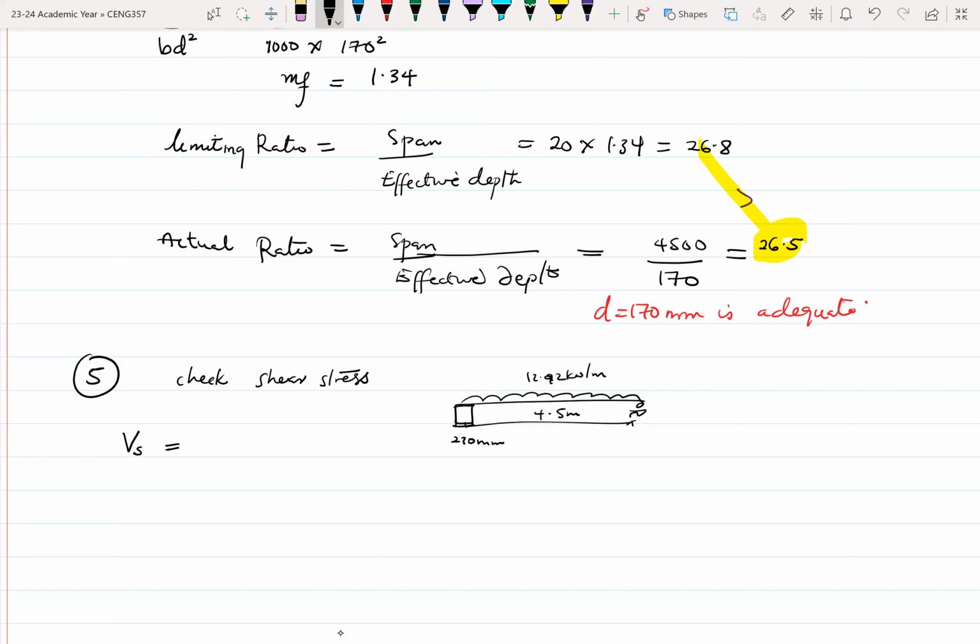So you can find your reactions. They are easy to find over here. So it becomes 12.92 times 4.5 divided by 2. That is 29.07. So each one is 29.07.